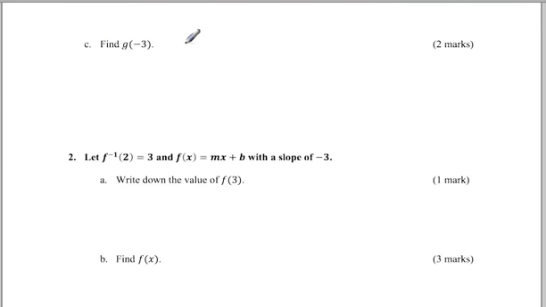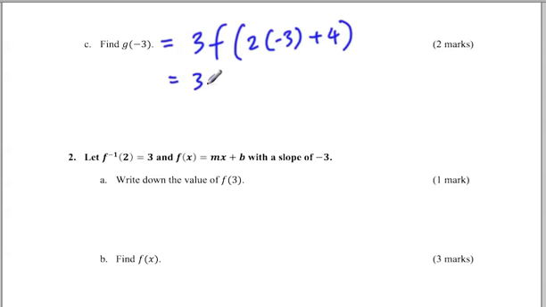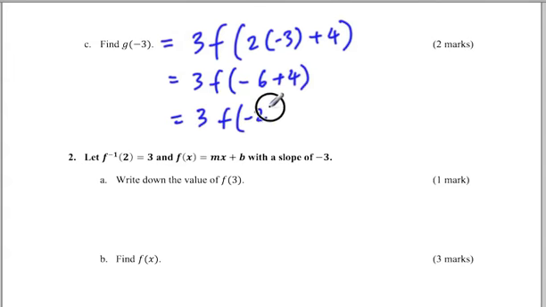Now, find g of -3. Now, this is basically the same thing, okay? So we do 3f of 2 times -3. This -3 simply comes from the argument over here, plus 4. And this is 3. Now, again, don't forget the f. The f is the most important thing right here. Don't just ignore it. So this is -6 plus 4. And this is 3 times f of -2, right?